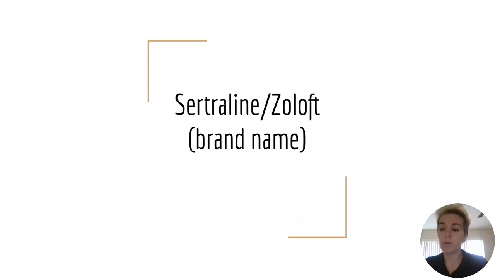In the coming slides, we're going to explore the drug sertraline. Sertraline is a selective serotonin reuptake inhibitor with the brand name Zoloft. We're going to go over the pharmacology and pharmacokinetics of this drug, including the mechanism of action and metabolism of the drug, as well as possible drug interactions, indications for use, and dosing.